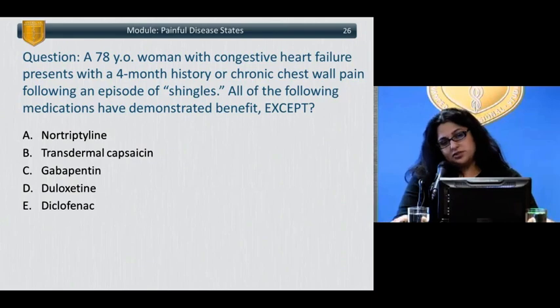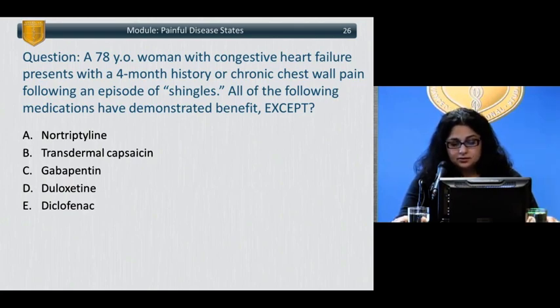Okay, this question will take us into our next painful disease state. A 78-year-old female with congestive heart failure presents with a 4-month history of chronic chest wall pain following an episode of shingles. All the following medications have demonstrated benefit except A, nortriptyline, B, transdermal capsaicin, C, gabapentin, D, duloxetine, or E, diclofenac.